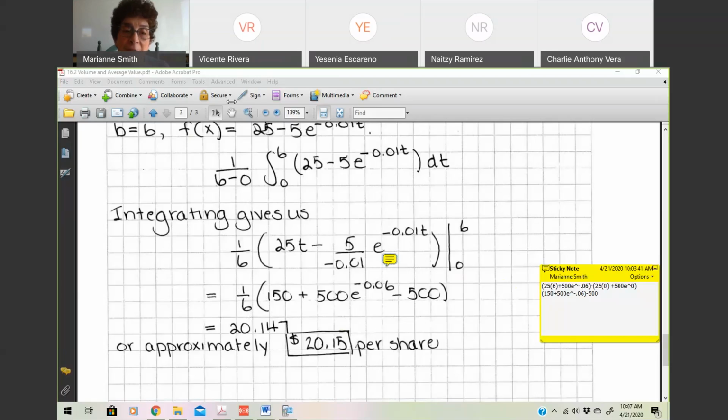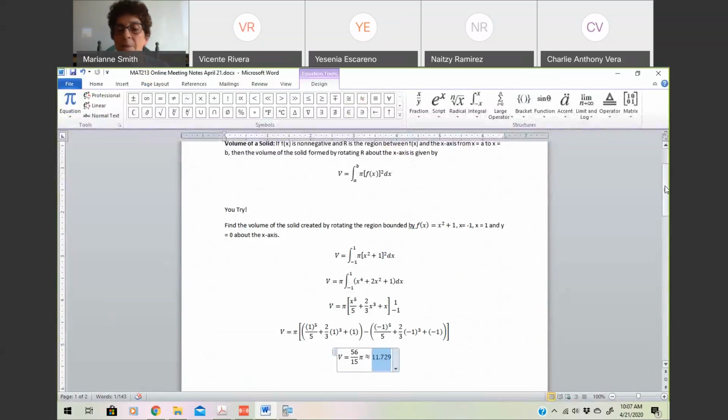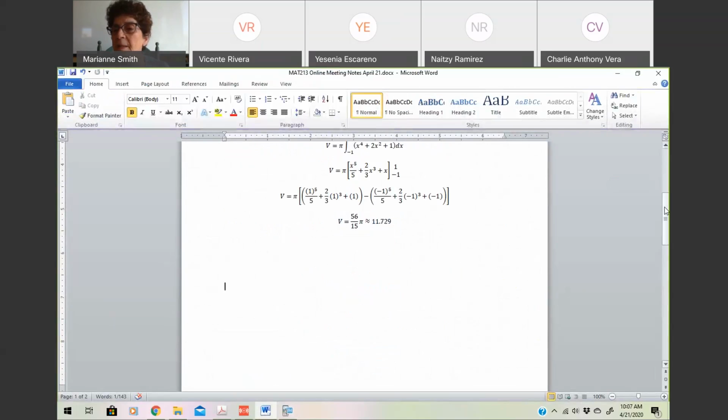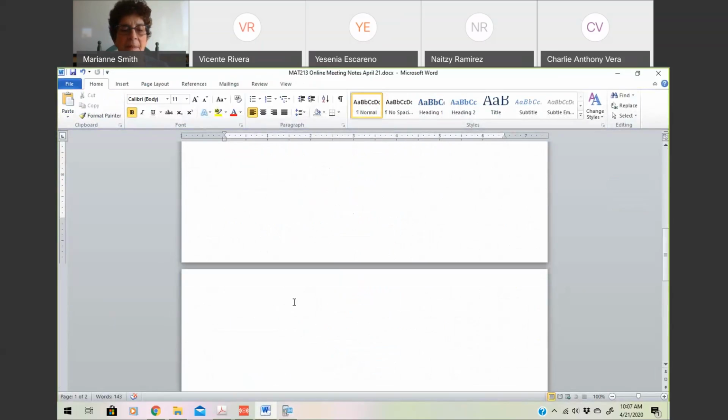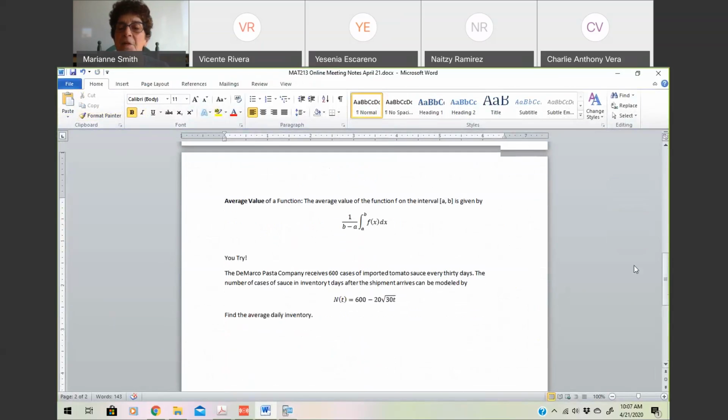Let's have you try one then. I'm going to go over here to my Word document and slide down. I have an average value problem for you to try. Here's the average value definition: 1 over b minus a times the integral from a to b of your function. So here's a problem for you to try.